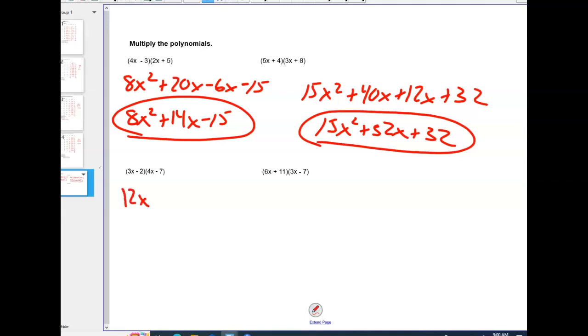3x times 4x is 12x squared. 3x times negative 7 is negative 21x. Negative 2 times 4x is negative 8x. Negative 2 times negative 7 is 14. And we combine that middle term, it's negative 29x and plus 14.